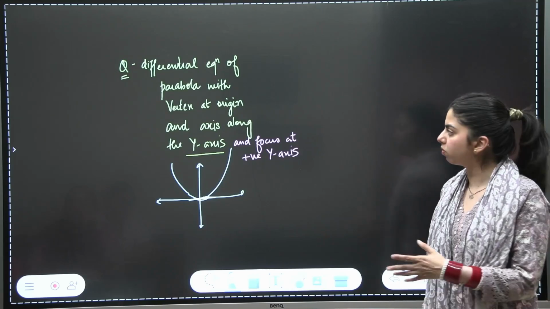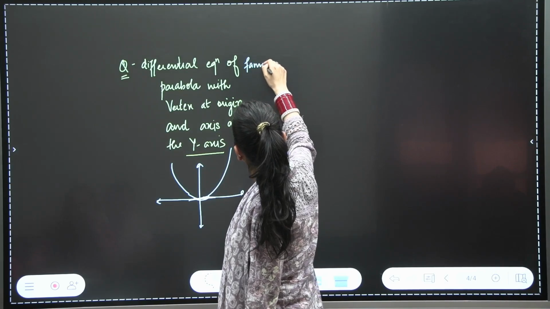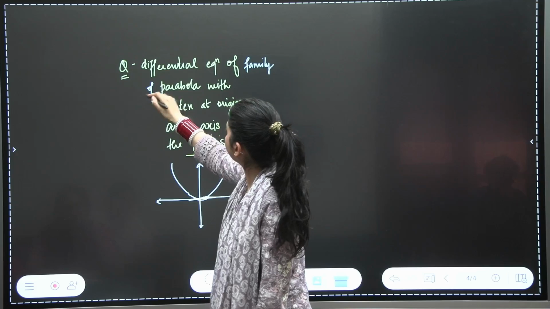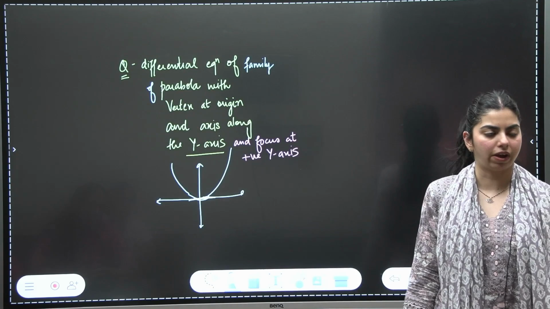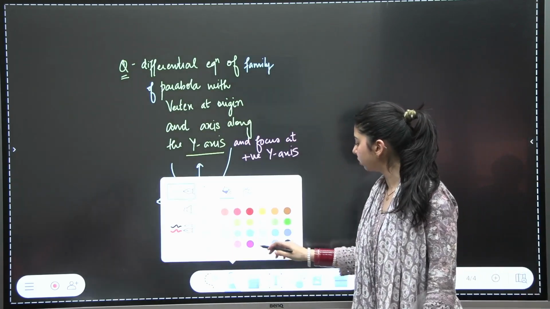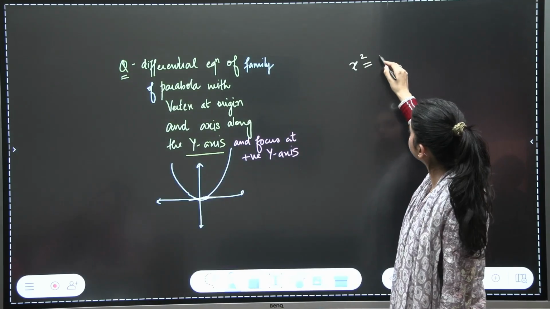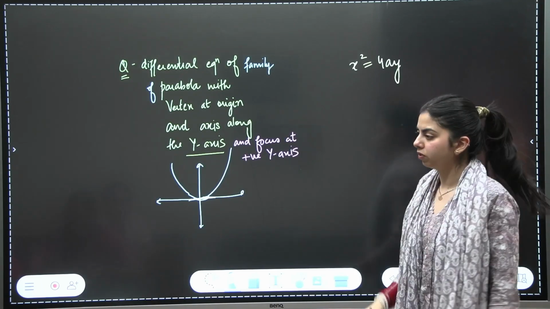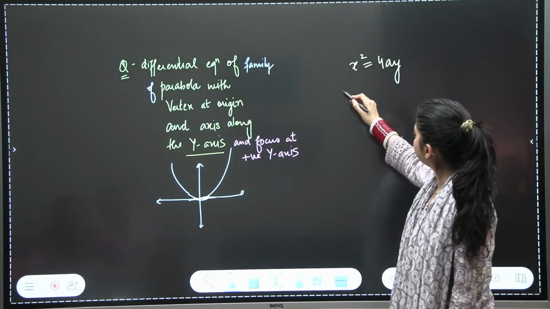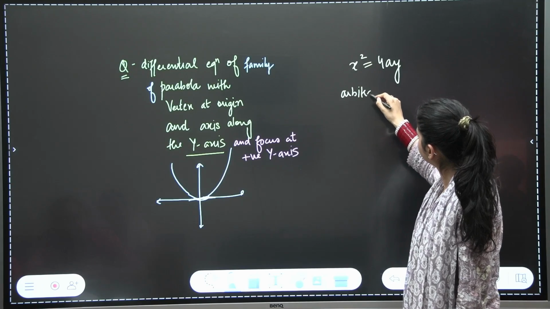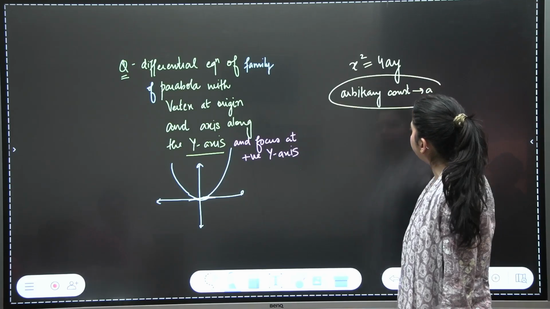And I want to find the differential equation of the family of parabolas with vertex at origin, axis along the y-axis and the focus along the positive y-axis. So what is the basic equation of such a parabola? This parabola is x square equals 4ay, right? Which is the arbitrary constant that I have here? A. The arbitrary constant that I have here is a. That means I have only one constant.